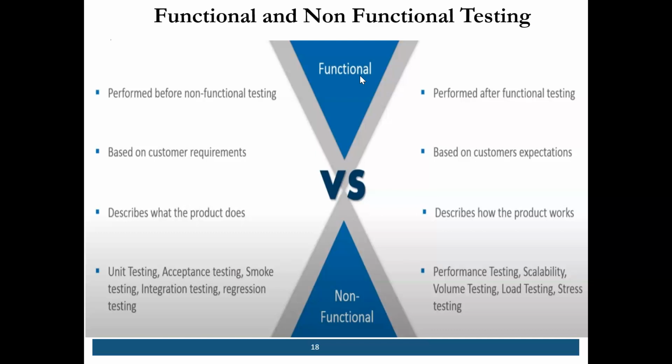Functional testing is performed before non-functional testing, and non-functional testing is performed after functional testing. Functional is based on customer requirements, describes what the product does, and examples are unit testing, acceptance testing, smoke testing, integration testing, and regression testing. Non-functional testing is based on customers' expectations, describes how the product works, and examples are performance testing, scalability, volume, load, and stress testing.